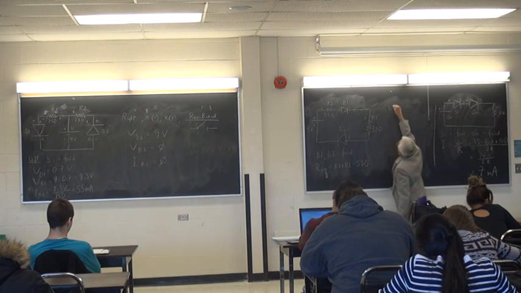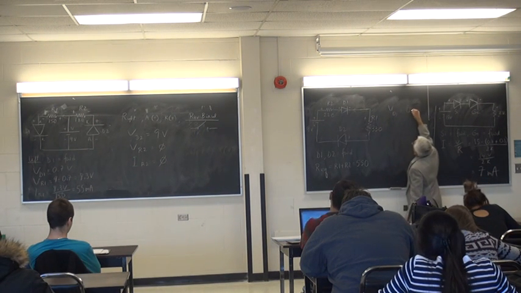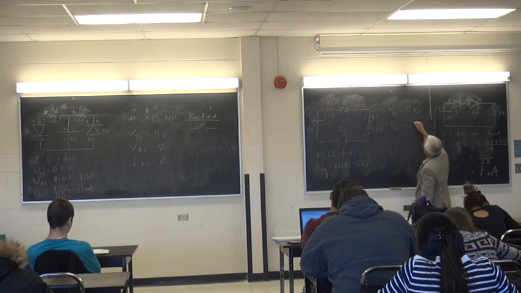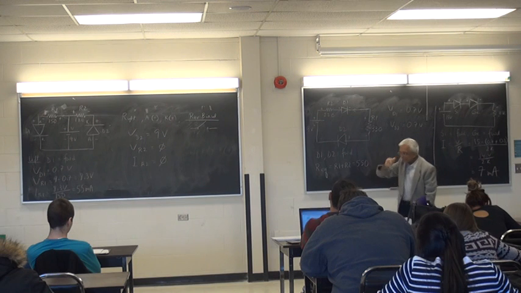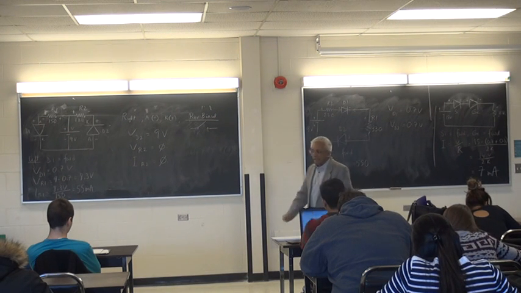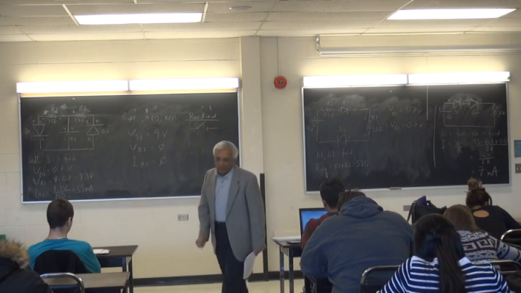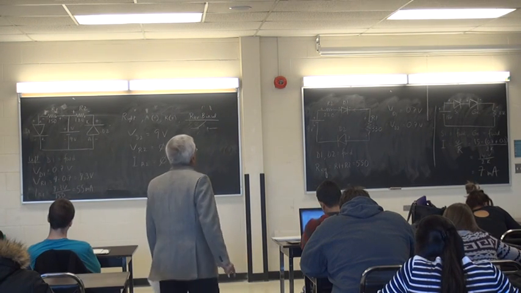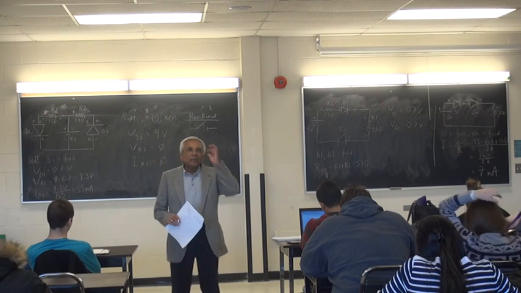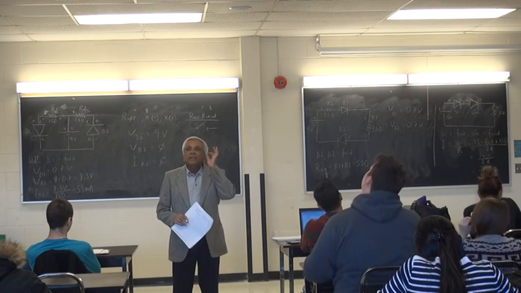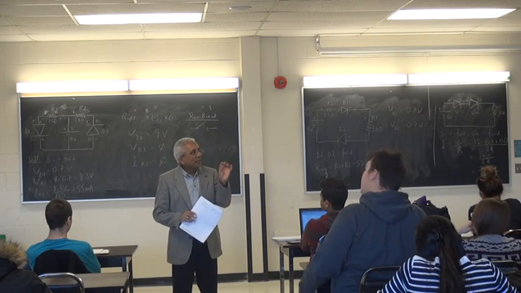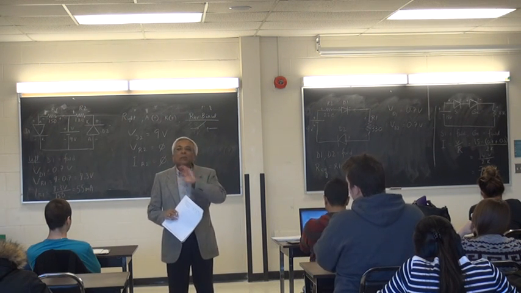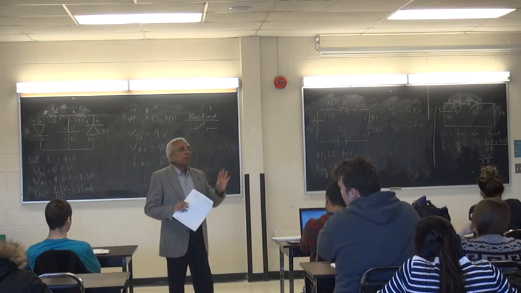So VD1, 0.7, VD2, 0.7. Everybody see that? As long as the supply voltage is higher than the 0.7 and 0.7, then we're okay. That's what we will read. In the lab, when you build a circuit like this, you may not read exactly 0.7. It may be 0.65, it may be 0.68, but we use 0.7 as a rule of thumb.